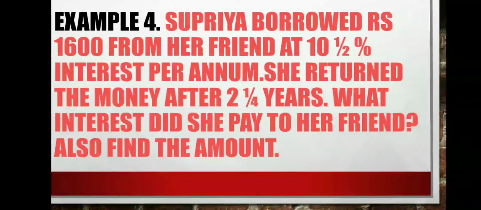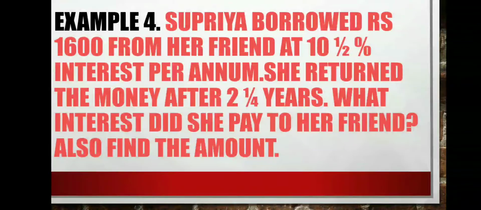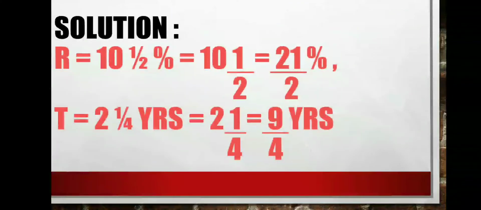Now, come to example 4. Supriya borrowed rupees 1600 from her friend at 10 whole 1 by 2% rate of interest per annum. She returned the money after 2 whole 1 by 4 years. What interest did she pay to her friend? And also find the amount. So, things are given. We have to just put them into the formula and find the simple interest as well as the amount. Now, let us begin with the solution.